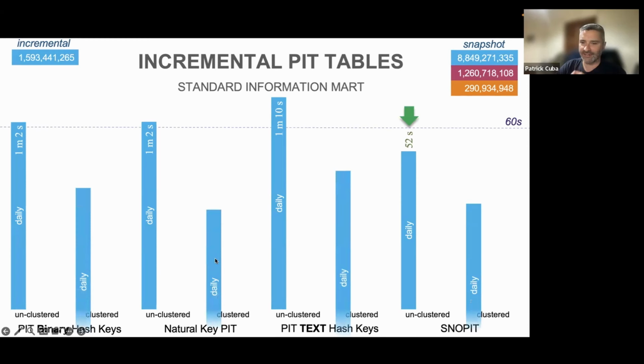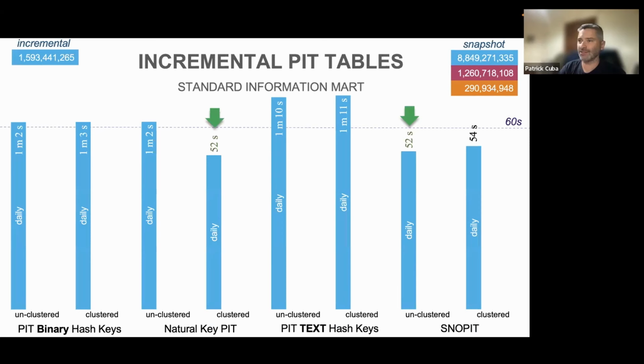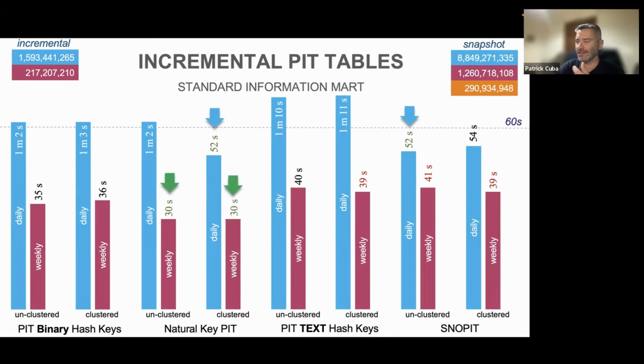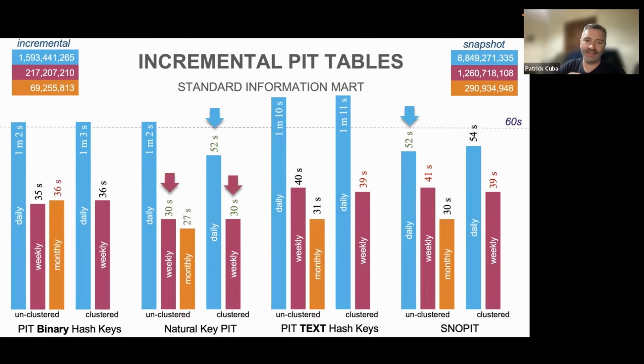When I clustered it, I got some performance gain. Natural pit was now matching the snow pit unclustered. The weekly pits, same thing, was making more sense in terms of run times because the record counts were diminishing, as well as clustered, started to make more sense, not too much difference between clustered and unclustered. And monthly also started to see some improvements within the seconds, which is down below the 60 second range.